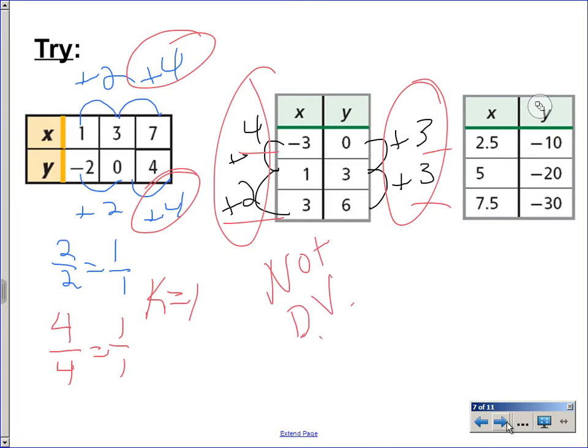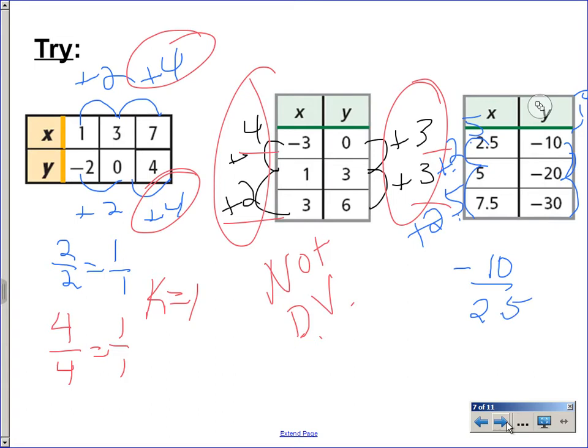Excuse me. And then finally, our last one. It looks like an increase of 2.5 and then another increase of 2.5, so that's beautiful so far. And if I look at my y values, I am decreasing. So I have a negative 10. It looks like I have another negative 10 from these two values. So I'm going to write it as negative 10 over 2.5.